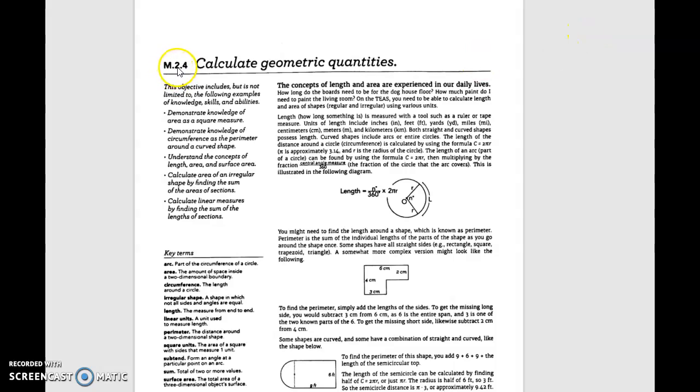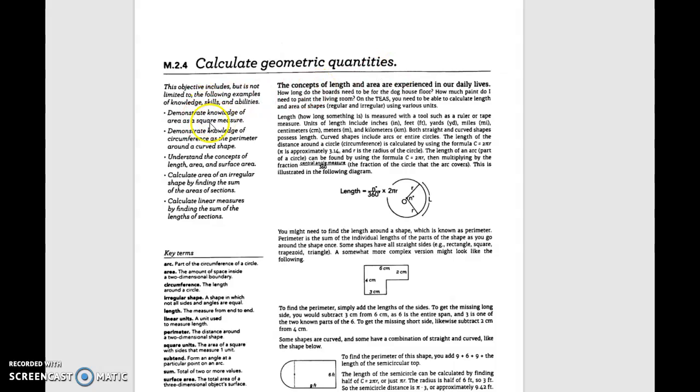In section M.2.4, we're going to calculate geometric quantities. This is where you're going to learn your geometry. If you've never had geometry before, do not let that scare you. If you know your basic shapes and can use formulas, then you'll be fine.